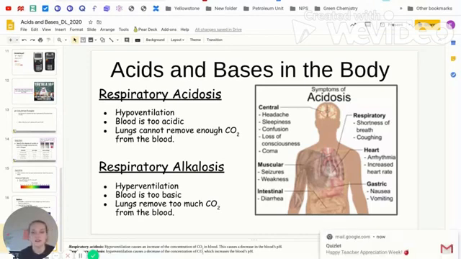And that is all I have left. That is acids and bases for the week. This is your notes.